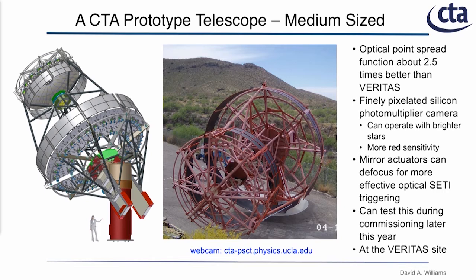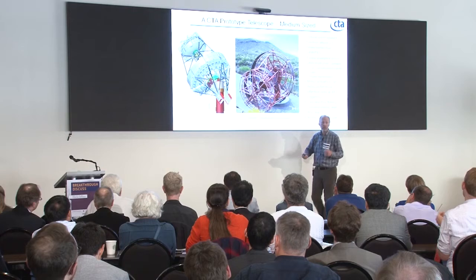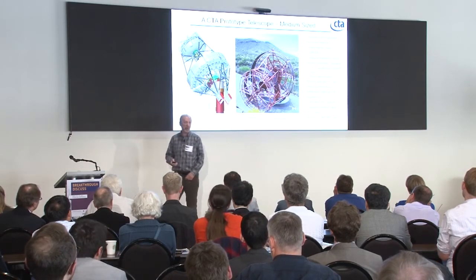This telescope is also at the Veritas site, so it can be used in conjunction with the Veritas telescopes in order to have a really powerful rejection by looking for the same signal in multiple telescopes.